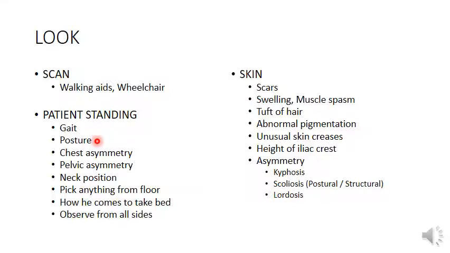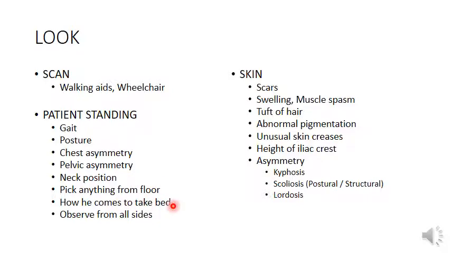If there is any abnormal posture in which he is standing, observe the chest for any asymmetry, like pectus carinatum, excavatum, and observe the pelvis both from the anterior as well as from the posterior side. Look for any tilting of the pelvis, the neck position, if it is normal or if it is slightly deviated to any particular position. You can ask the person to pick anything from the floor, and when he does it, observe whether he makes any abnormal postures, and if the spinal column is straight as he picks up from the floor, and how he comes towards the bed.